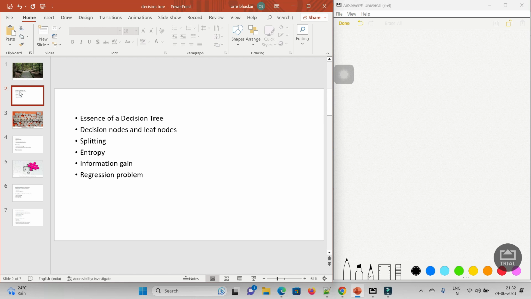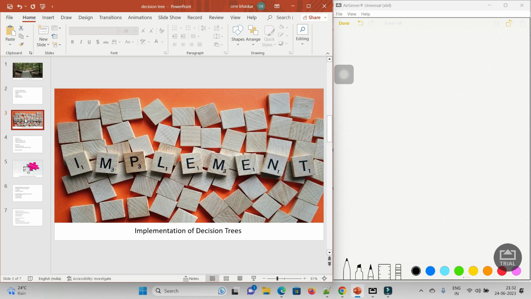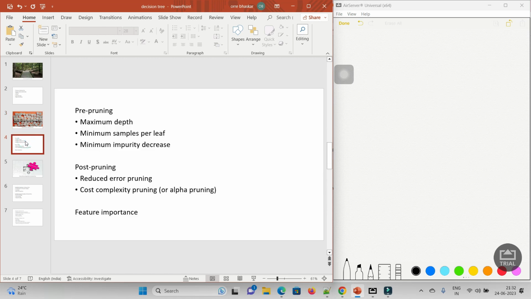Okay, now we have completed section 1. Let's go to section 2, implementation of decision trees. Now that we have understood the essence of decision trees, it's time to dive into the implementation.